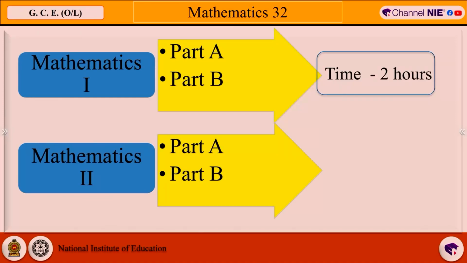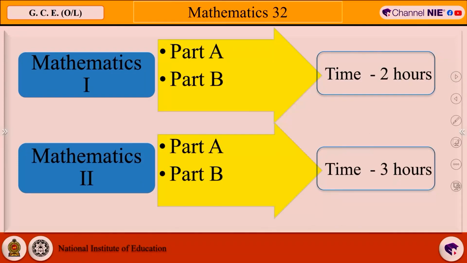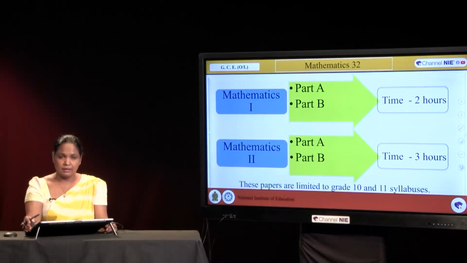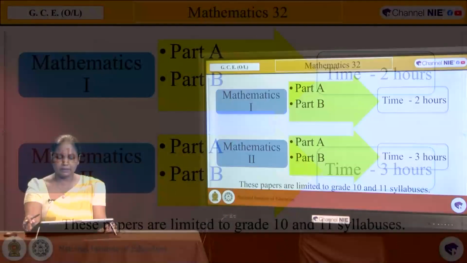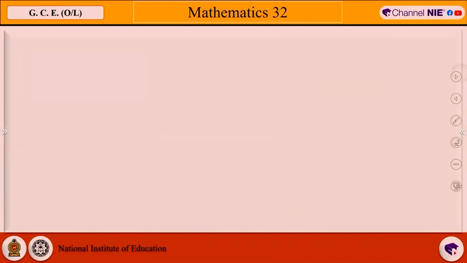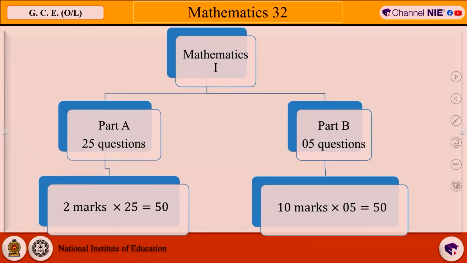For the Mathematics 1 paper, you are given 2 hours, and for the Mathematics 2 paper, you are given 3 hours. Altogether, you have 5 hours for the mathematics paper. So, we will see how you can score marks for these two papers. These two papers are prepared only from the grade 10 and 11 syllabi.